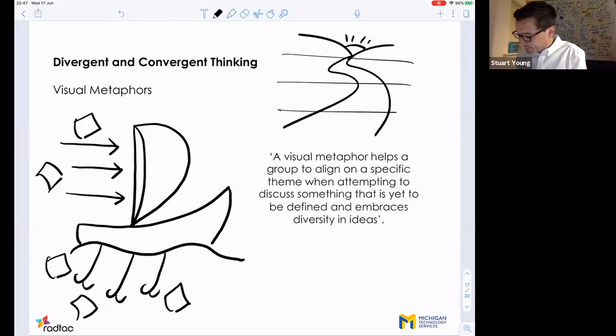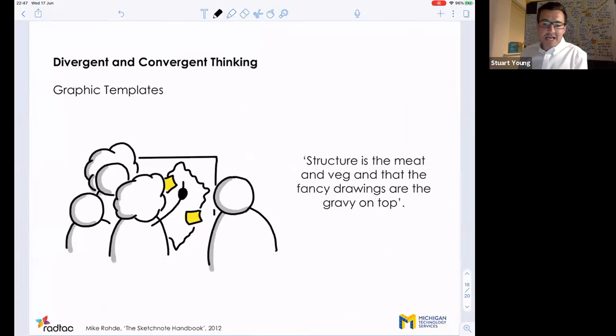Now, the other one that's really important kind of interlinks, because when we have visual metaphors, we might use graphic templates that incorporate those things. A graphic template will structure information. There's a wonderful book called The Sketchnote Handbook by Mike Rohde. Within it, he has a lovely quote that says that structure is the meat and veg, and that the fancy drawings are the gravy on top.